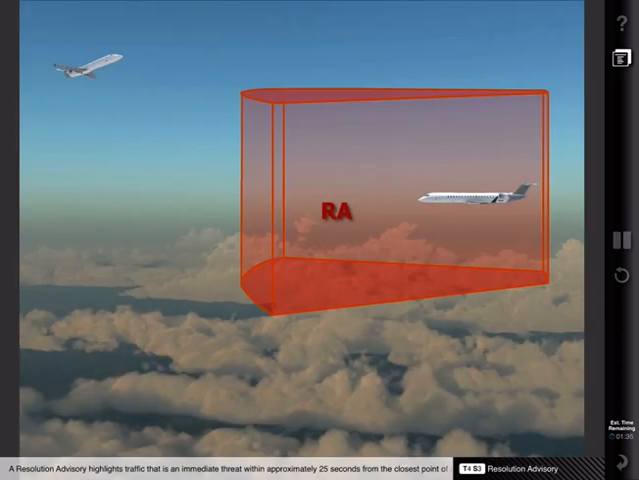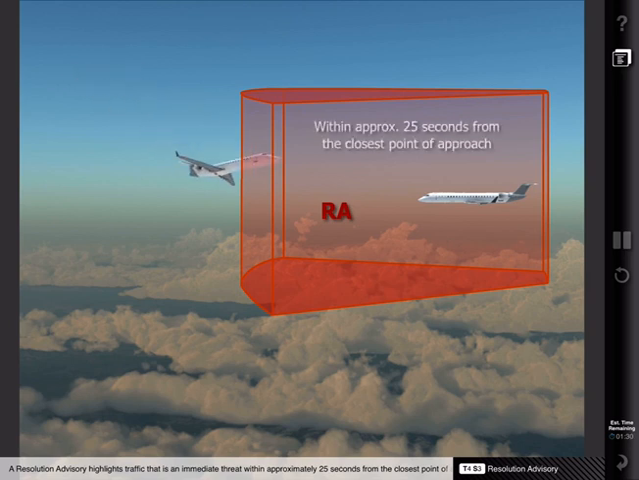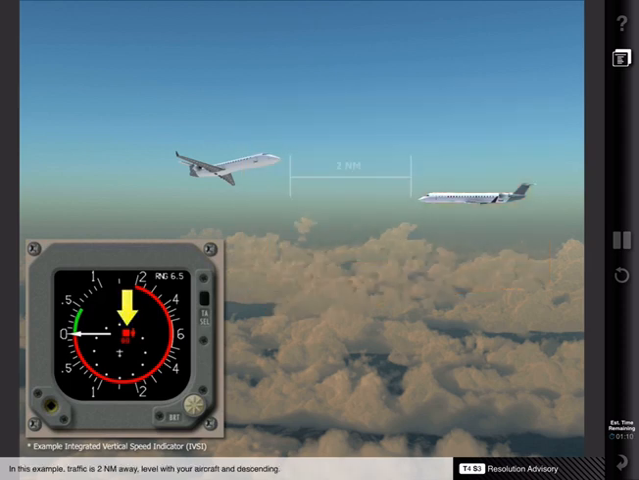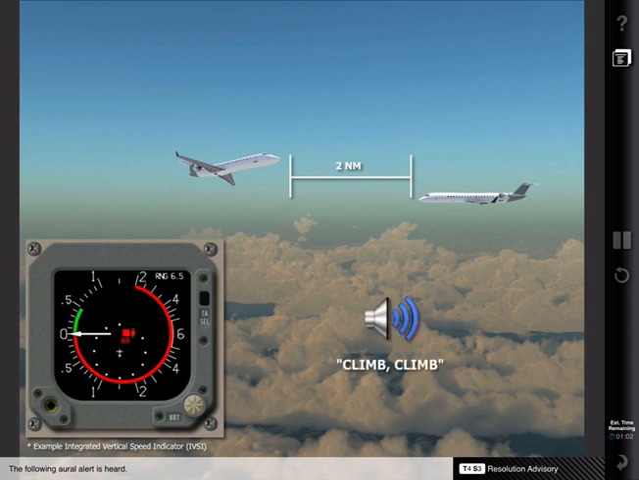A resolution advisory highlights traffic that is an immediate threat within approximately 25 seconds from the closest point of approach. RA aircraft are depicted with a red square on the TCAS display. In addition, visual and aural advisories are provided to increase or maintain vertical separation from the intruder. In this example, traffic is 2 nautical miles away, level with your aircraft, and descending. The following aural alert is heard. "Climb, climb."